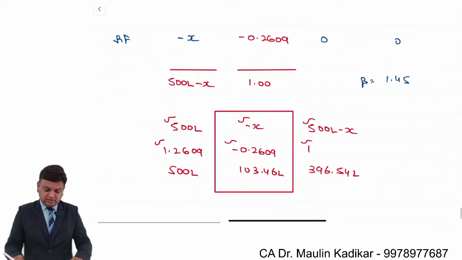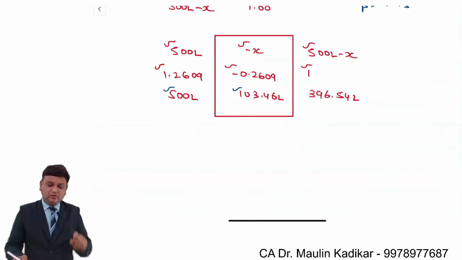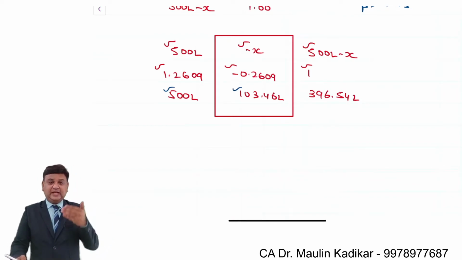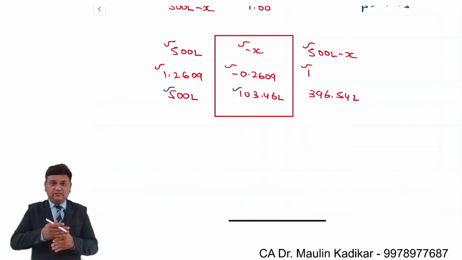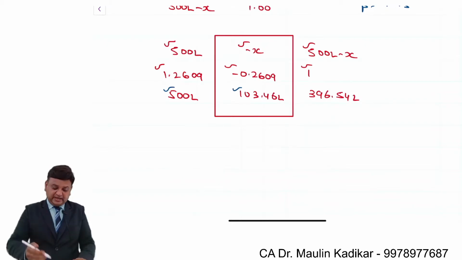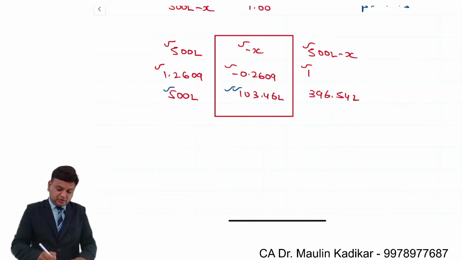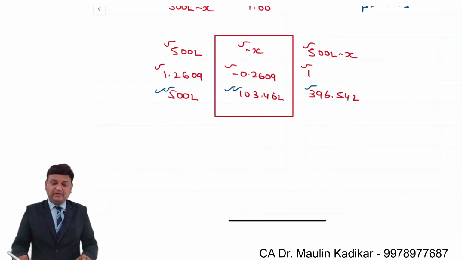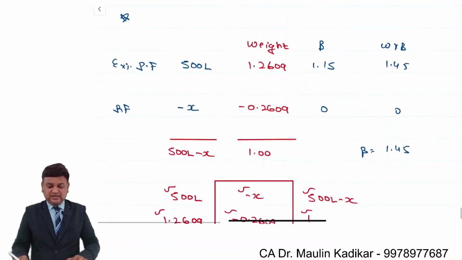What you have done, out of 500 lakh rupees of your portfolio, an amount equal to 103.46 lakhs is the amount of the investment that you have sold. That amount is withdrawn by you from the investment itself. Now, this amount is borrowed by you at the rate of RF, and again you make investment in the existing portfolio. So your existing portfolio value will become 500 lakhs, but your own investment will be only 396.54 lakhs. And accordingly, we are having the beta of the portfolio as we desire, that is 1.45.